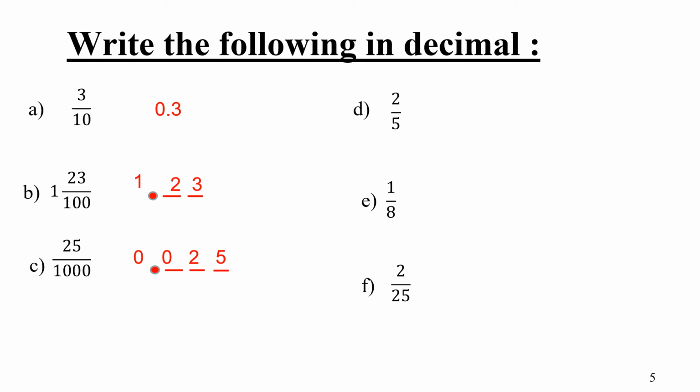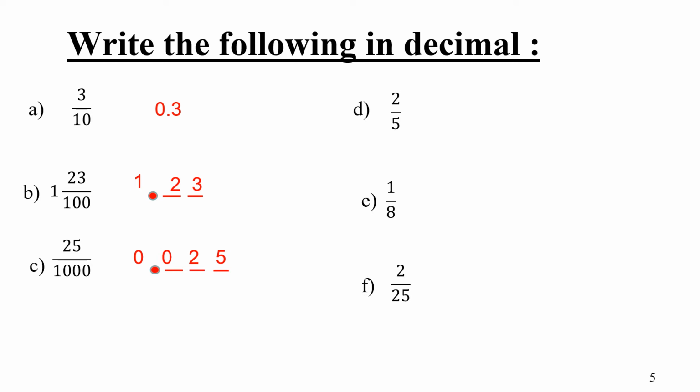Number D, 2 out of 5. How can I convert it from the fractional form to decimal form? I can't convert it directly, as the denominator here is not 10 or 100 or 1000. So I have to convert the denominator to 10 or 100 or 1000. Can you remember when I told you about the friends? Which number is the friend of 5?